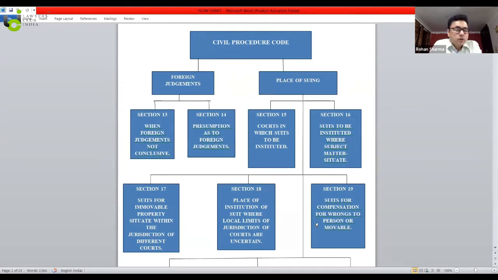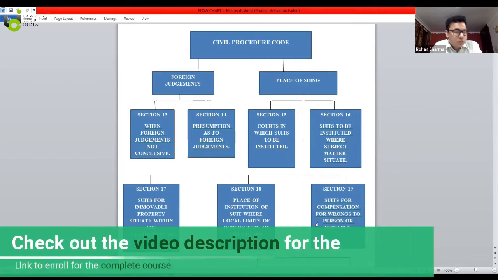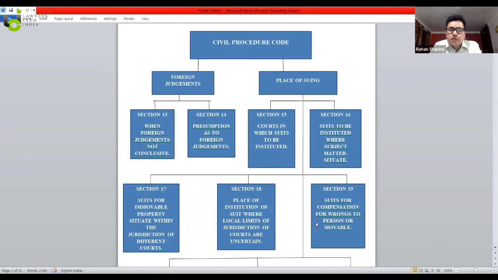Now, when you look at Section 13, it starts by stating that a foreign judgment shall be conclusive as to any matter thereby directly adjudicated between the same parties. So basically, there has to be a presumption that this judgment will be taken to be conclusive. Now, the same section also offers certain exceptions, specific cases wherein these judgments will not be held to be conclusive. They are very clearly outlined.